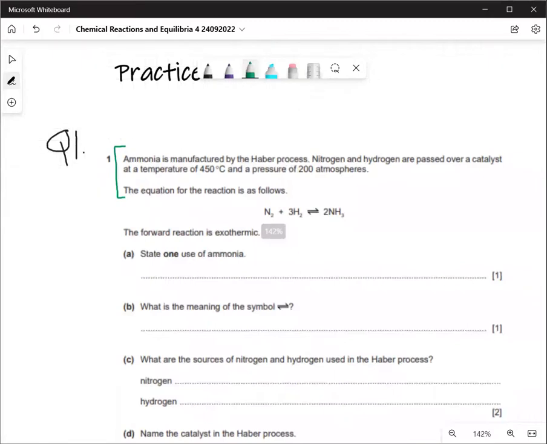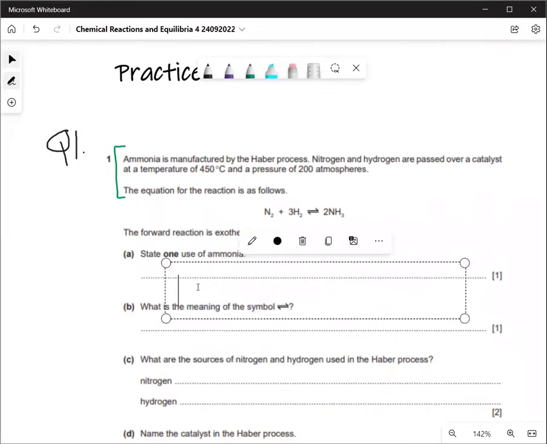I want the answer from Zahra. Niranjana, can you hear me? Yes, I can hear you. I want your answer in the chat for question 1A. Zahra, say the answer to me. Sir, what do I have to tell here for the use of ammonia? One use of ammonia. Niranjana, tell me the answer. Sir, I wrote it in the chat.